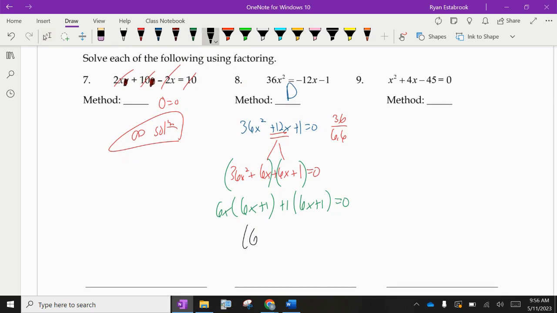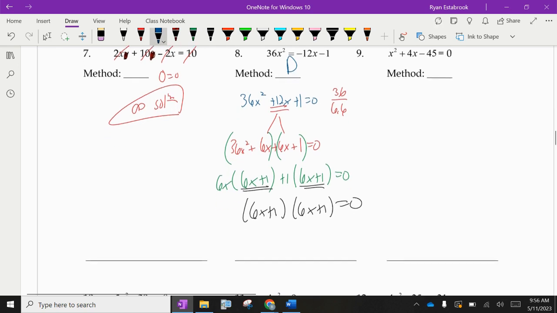Factor it a little bit more. 6x plus 1 because that's the same. 6x plus 1 because those are the coefficients. It's actually a perfect square. But the goal here was to solve, so we don't just stop here. When you have it equal to 0, we're looking to solve it. At the end of the problem, I should say x equals this.